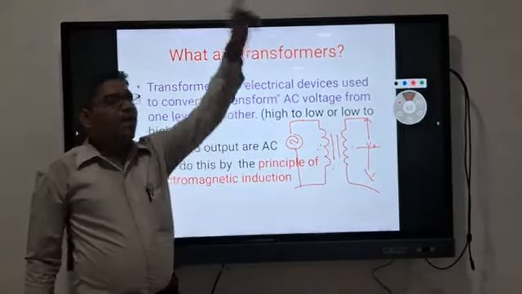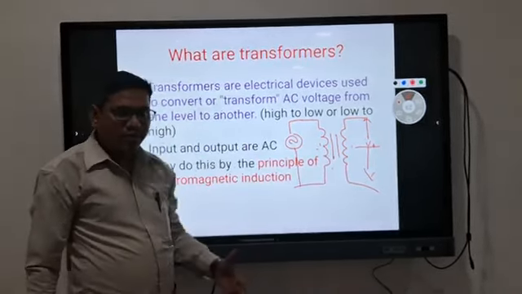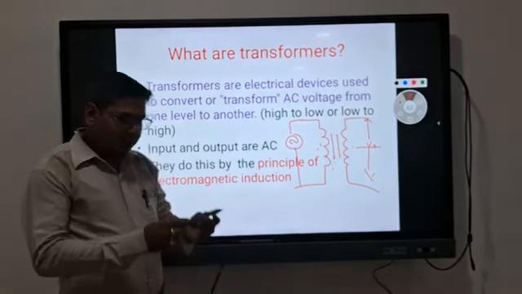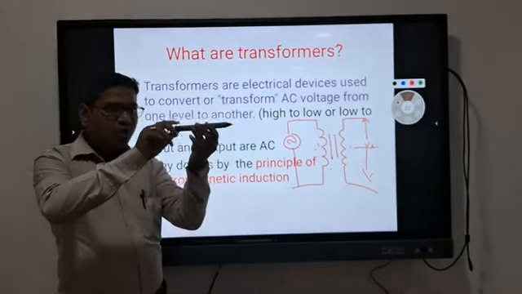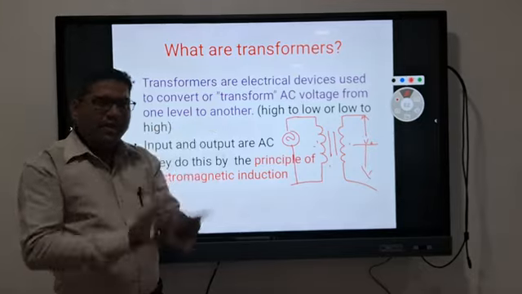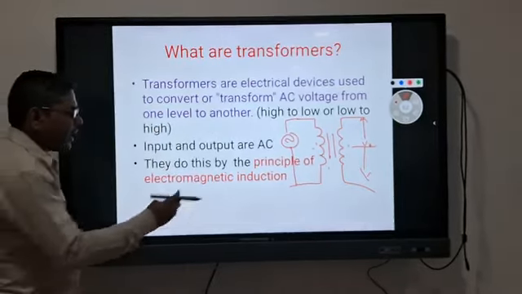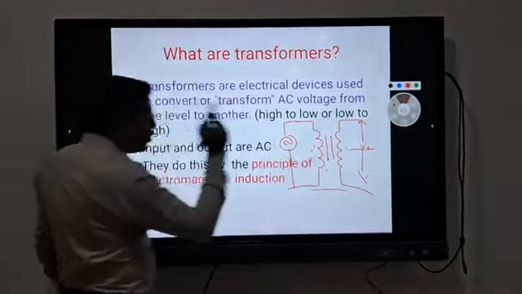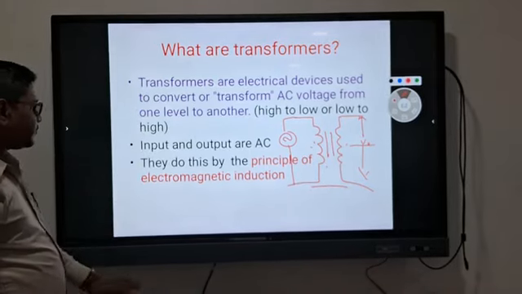Clear? And what about a fan or motor? There is a rotating part, that is called a rotor or shaft. So that is a rotating part, and here there is no rotating part. This one is called your static device.